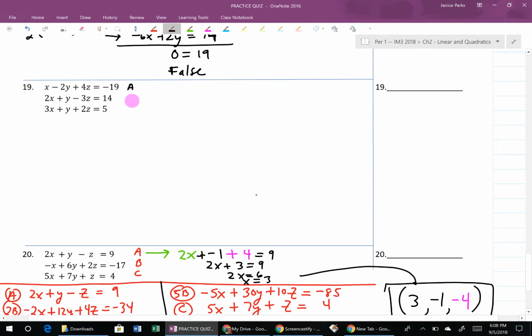For number 19, this is a 3-variable equation, so you need to provide some more work. The first thing, label your equations, A, B, and C. I'm going to go ahead and cancel the x variable since we've talked mostly about the x. So I'm going to multiply negative 2 by a and add it to b.